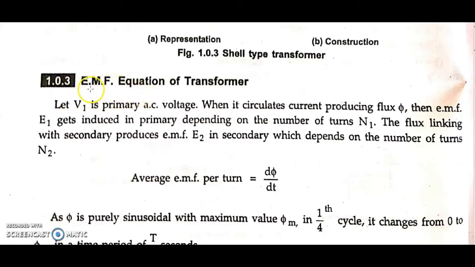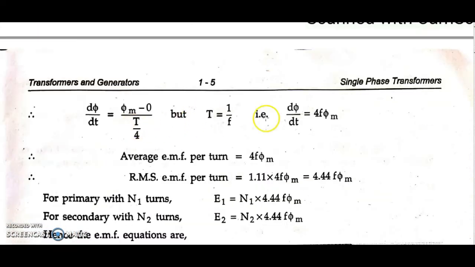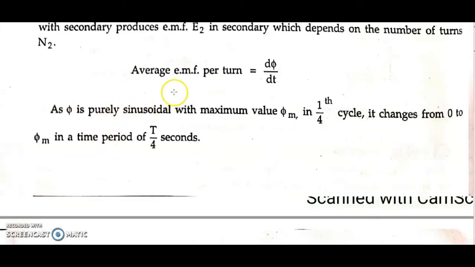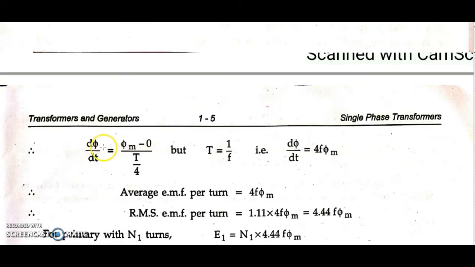Hello all. In yesterday's class we were discussing the EMF equation of a transformer. We left it half. So we were discussing that the average EMF per turn is dφ/dt, and dφ/dt can also be written as the net flux, that is, flux varies from 0 to maximum. So the net flux will be what? Φm minus 0.